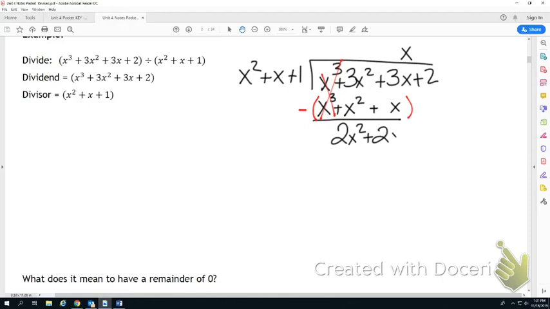Next I do what? Drop down the next term, which is plus 2. This is where a lot of people get stuck and they don't know what to do next. This is where you start over. Now I'm dividing the first term by x squared. 2x squared divided by x squared is what? 2.